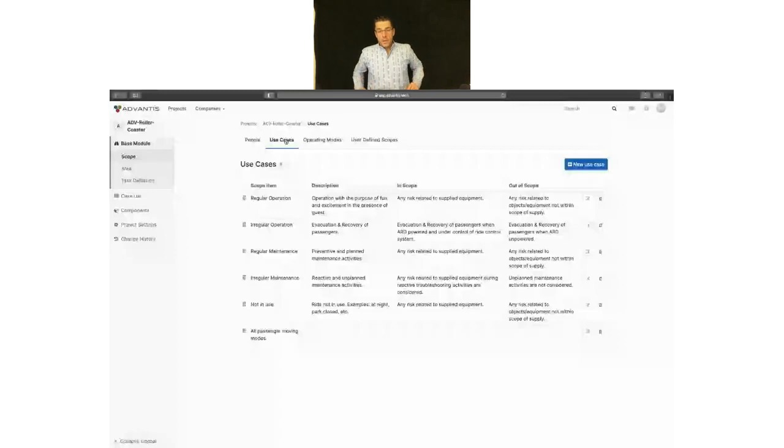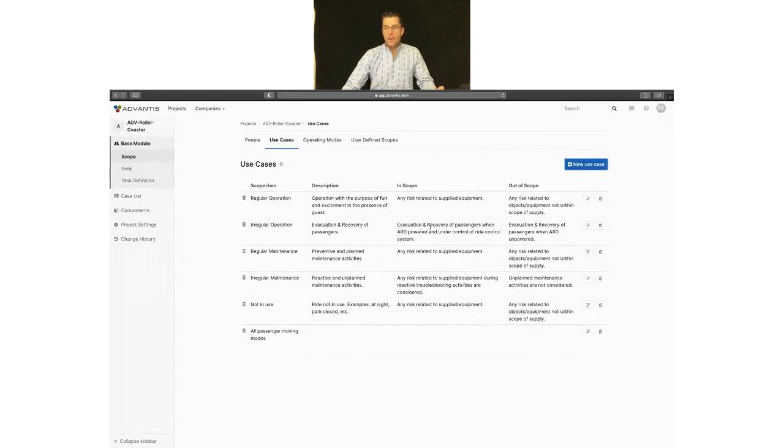On the use cases, this is kind of new, and the term itself was inserted in F2291, the design standard at ASTM. Basically, this is how the ride is being used, and we break it down very easily into essentially four different use cases: regular operation, irregular operation, regular maintenance, irregular maintenance. Regular operation, you're operating with guests, and here again, as a designer, you got to consider regular operation. It's tough.